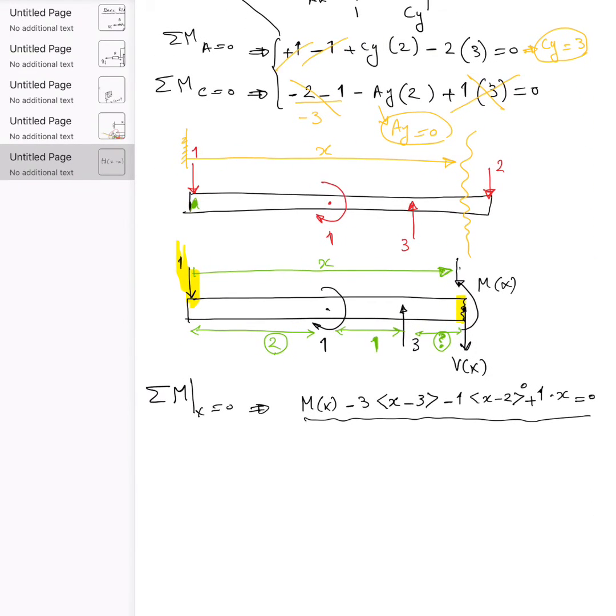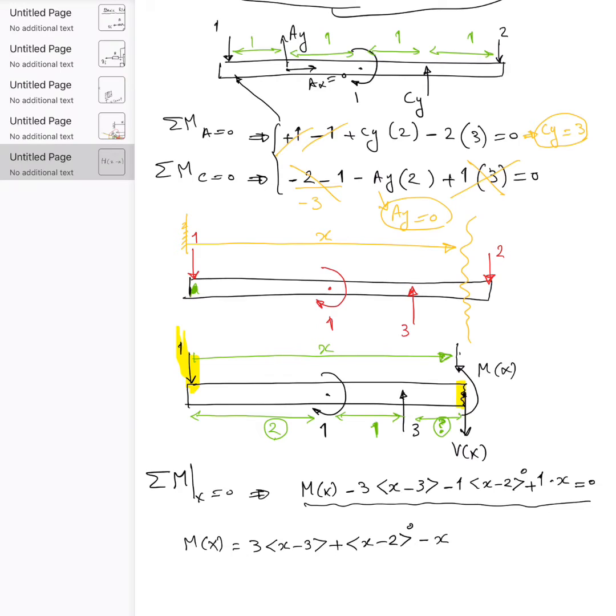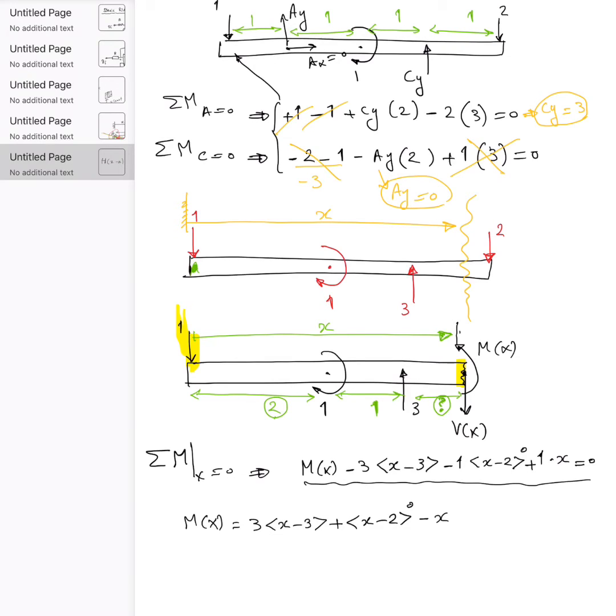So that's going to give me an equation for Mx. So I can write Mx, solve it for Mx, is equal to 3 Heaviside x minus 3 plus Heaviside x minus 2 to the power 0 minus x. This relation. So I may ask you to draw this maybe in the final exam, and you know how to draw it.